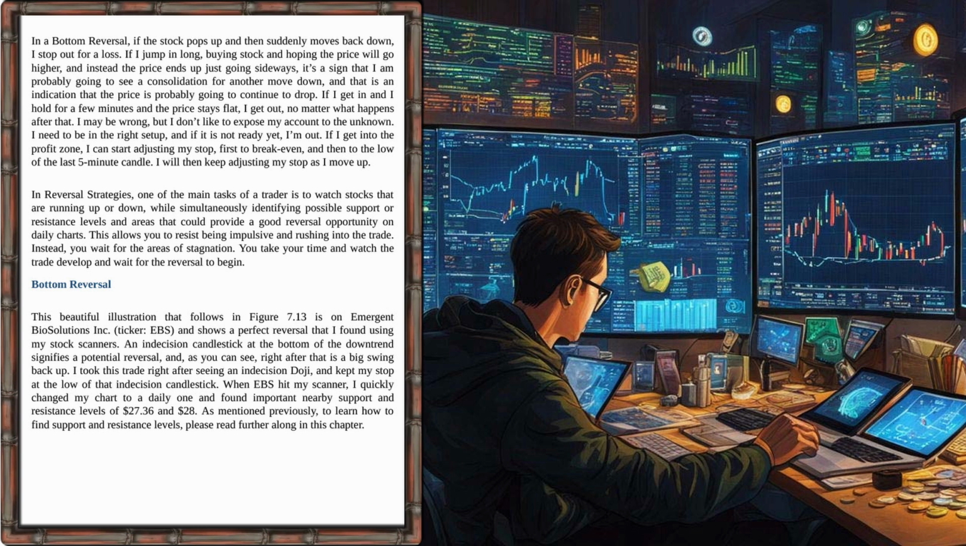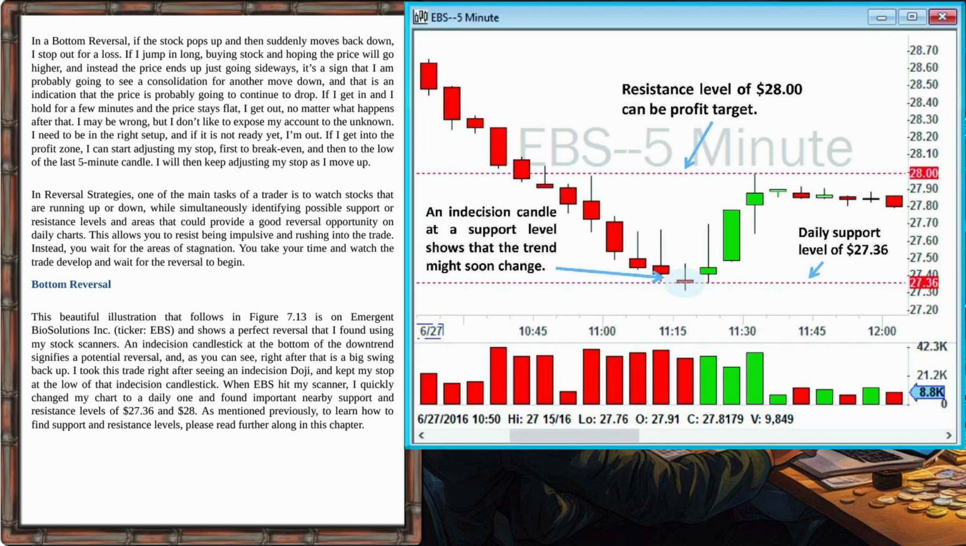Bottom reversal. This beautiful illustration that follows in Figure 7.13 is on Emergent Biosolutions Inc., ticker EBS, and shows a perfect reversal that I found using my stock scanners. An indecision candlestick at the bottom of the downtrend signifies a potential reversal, and, as you can see, right after that is a big swing back up.